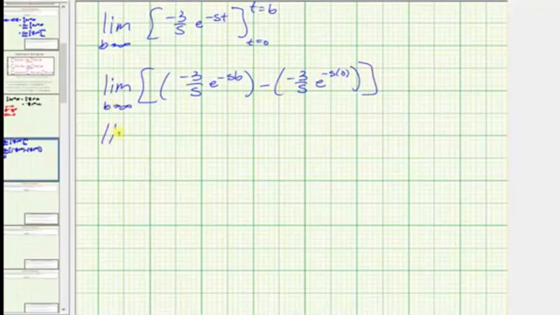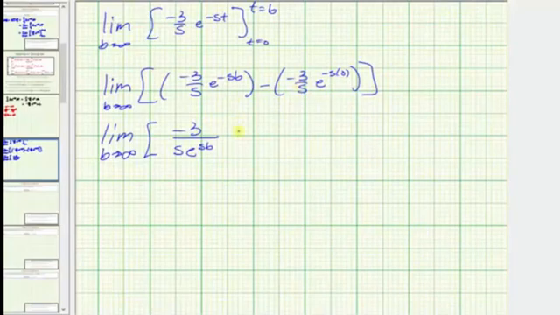Simplifying, we have the limit as b approaches infinity of, for this first term, let's write this using a positive exponent by moving e raised to the power of negative sb down to the denominator. So we'd have negative 3 divided by s times e raised to the power of positive sb. And then here, e to the 0 is equal to 1, so we have minus negative 3 divided by s, which becomes plus 3 divided by s.